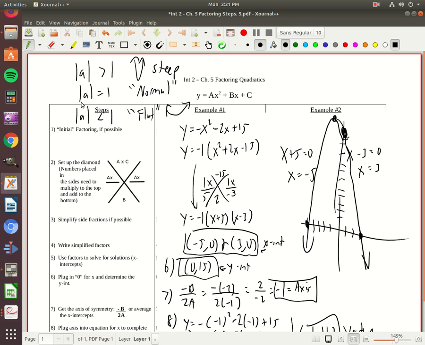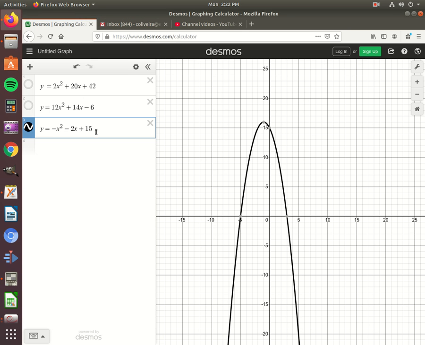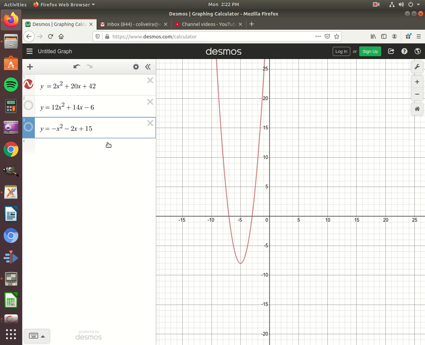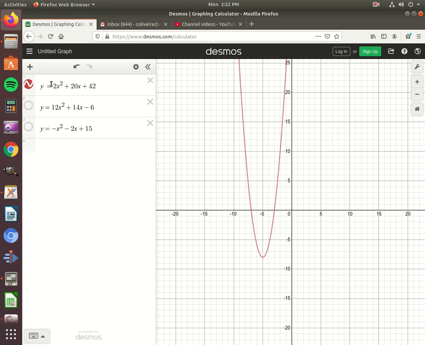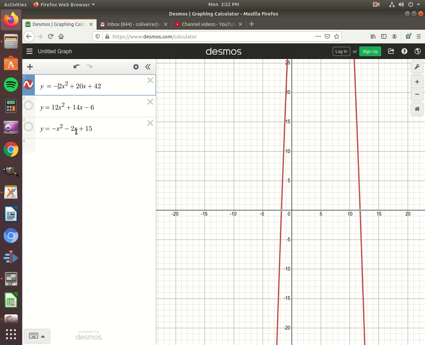And again, remember, absolute values are always positive. So if the absolute value of my A is greater than 1, it's going to be steep. If my absolute value of my A is 1, it's going to be normal. If my absolute value of my A is less than 1, it's going to be flat. So let's take a look at what I'm talking about over here. Let me see if one of these is a better example. Okay, so again, if I make this thing negative, it's going to open down, which should not surprise us.